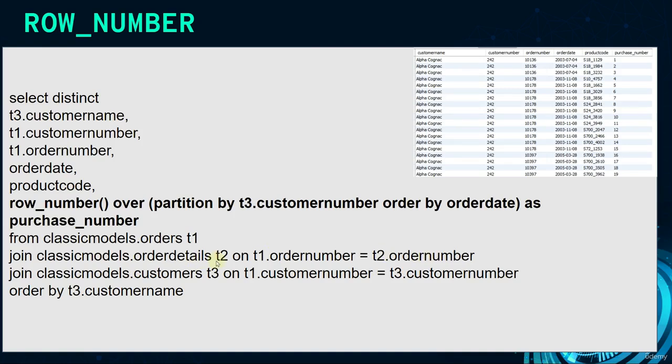But if we added in the order details table and joined customers as well to get the customer name, it's broken down by product. So we see purchase number more often. Let's bring this query into MySQL Workbench.